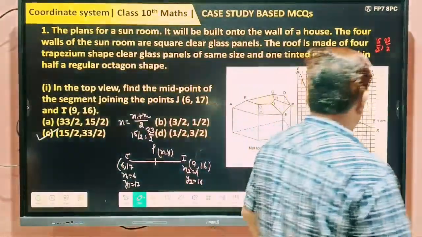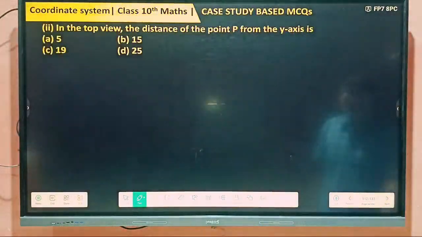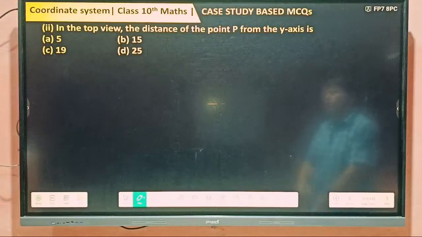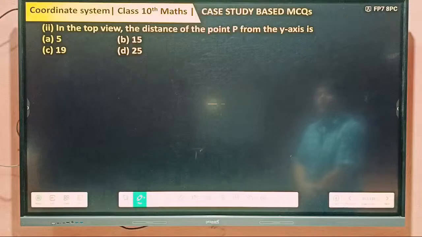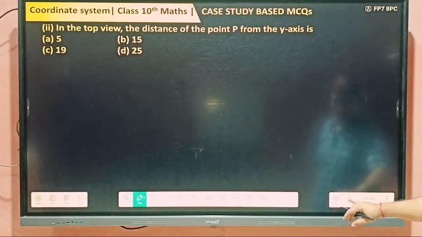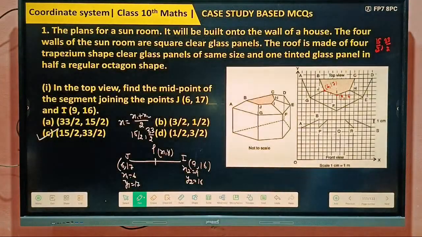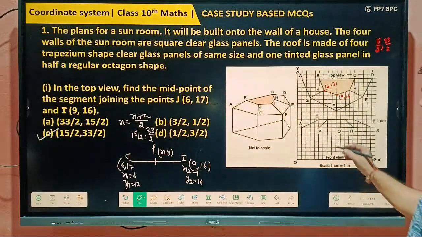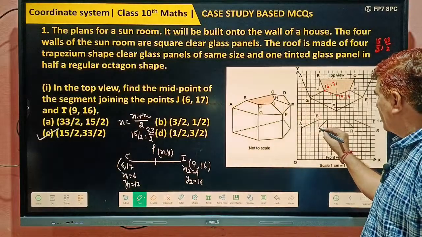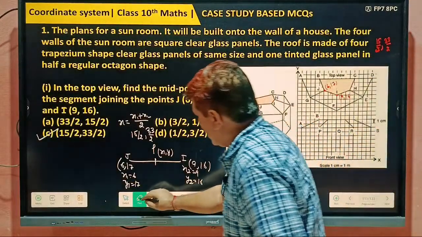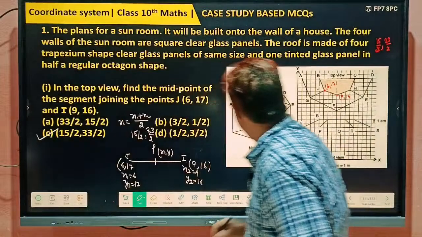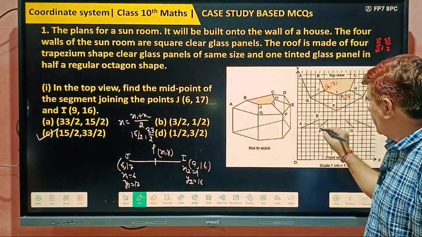Got it? Next, in the top view, the distance of the point P from the y-axis. You have to find out the distance of the point P. First we have to find out where is the point P. Here is that point P. This is the point P.